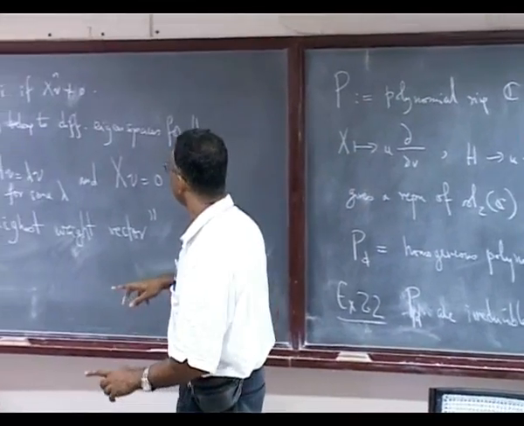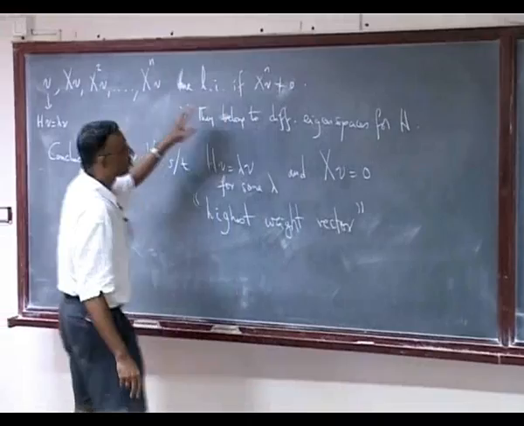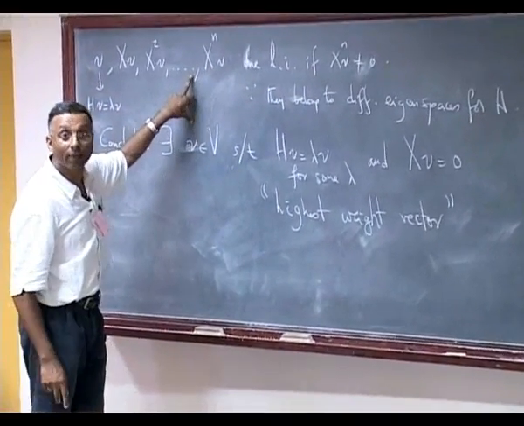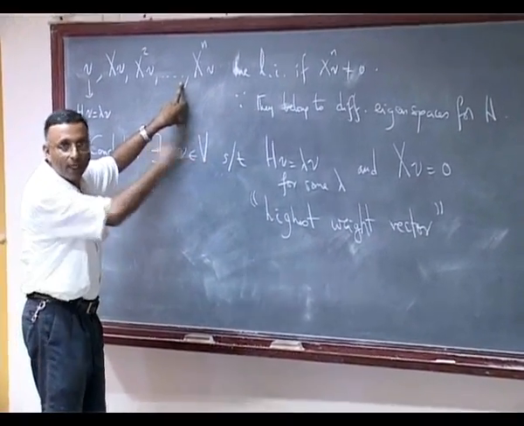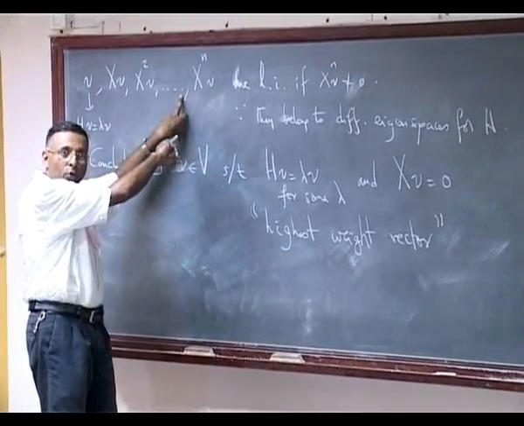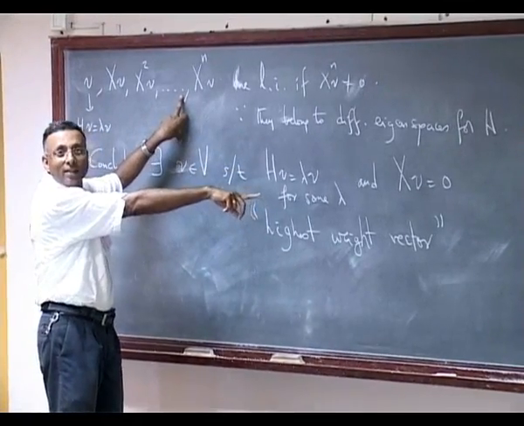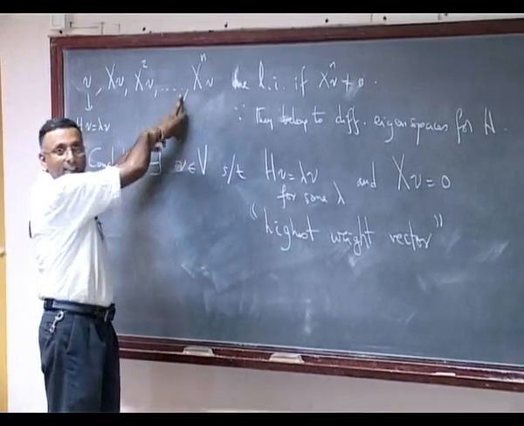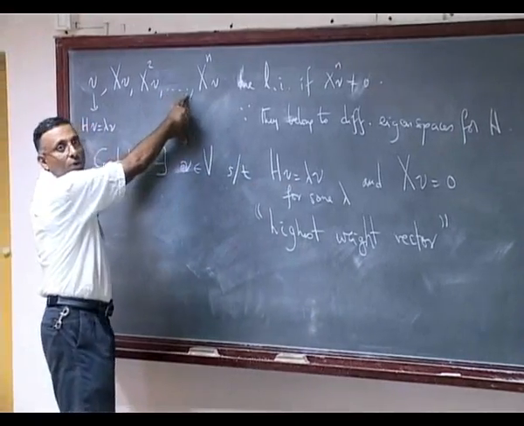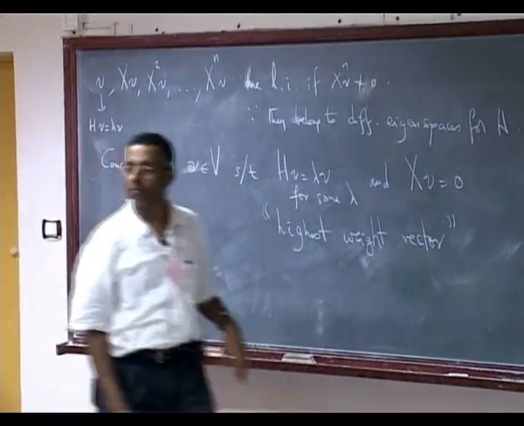x raised to the n applied to v will be 0, therefore I can look at x raised to the n minus 1 applied to v. The first time it is 0, I look at the previous one. I replace v by that x to the n minus 1 v, and lambda by the corresponding eigenvalue. Yeah, that's what I mean.